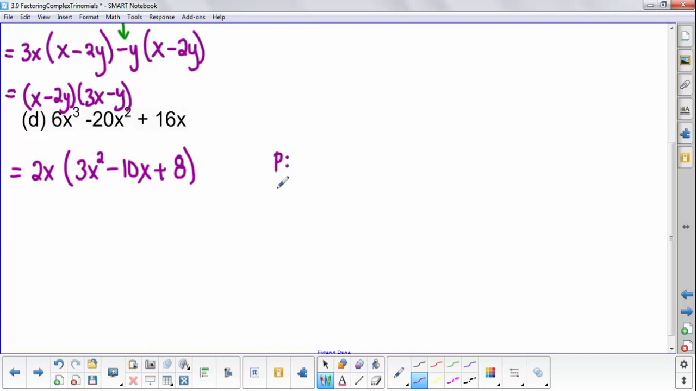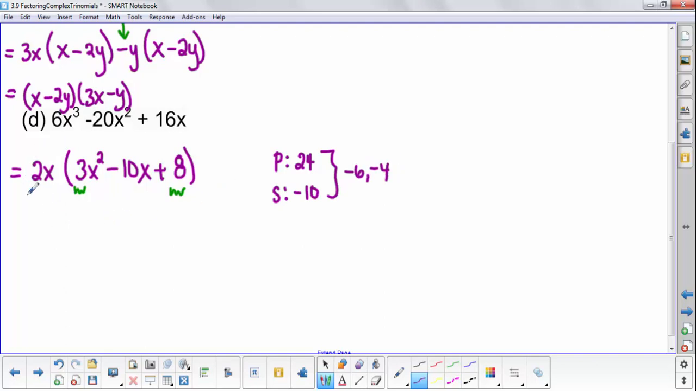So for our product and our sum, we are going to look at the 3 and the 8, multiply those two together to give us a product of 24. And then we are still looking for a sum of -10. So two numbers that multiply to 24 and add to -10 should be -6 and -4.